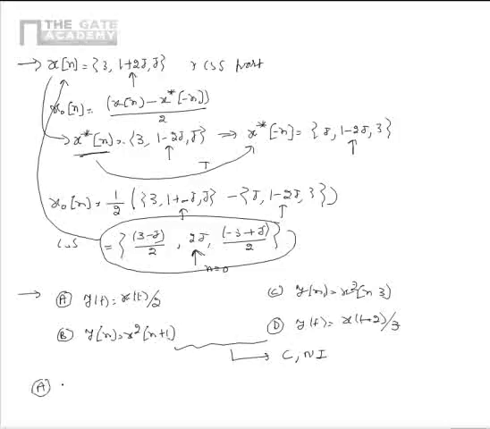If we consider the system in option A, that is y of t is equal to x of t divided by 2, we see that the output at any instant depends on the input at that instant. So from this the system is causal. Also the system is invertible, and the inverse system can be written as x of t is equal to 2y of t, because here the input can be recovered from the output completely.